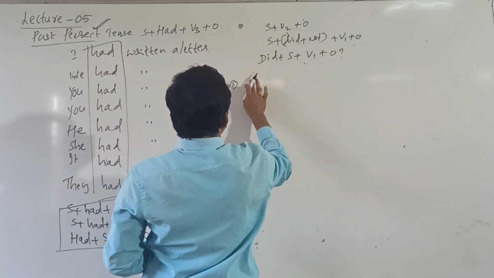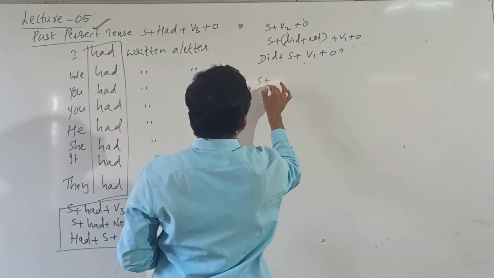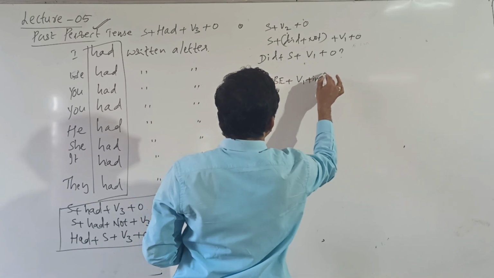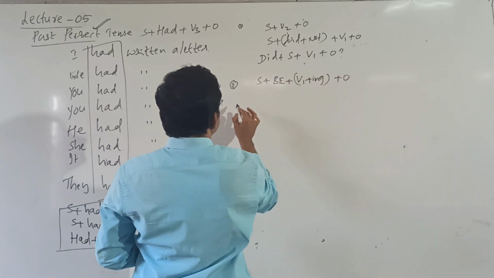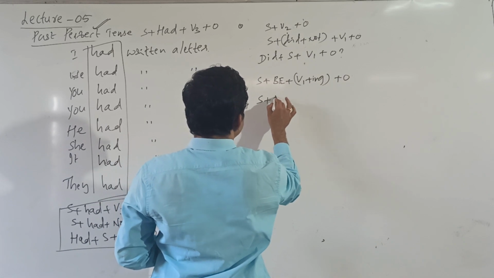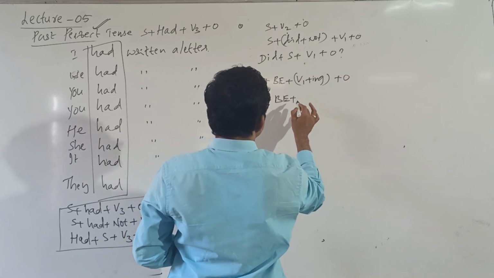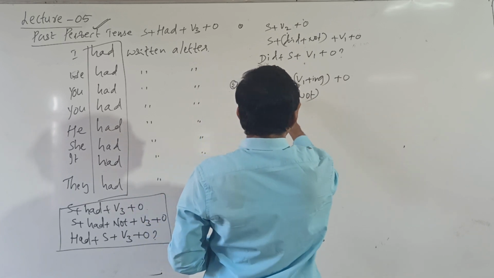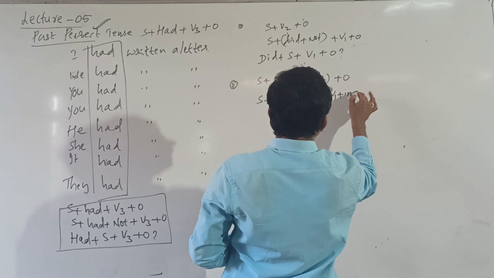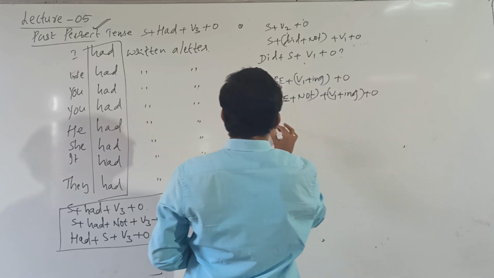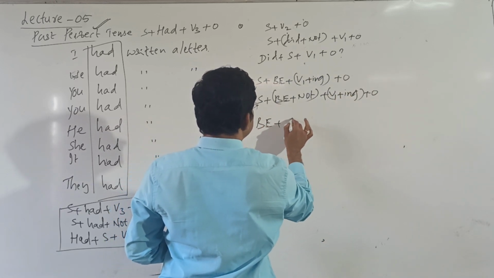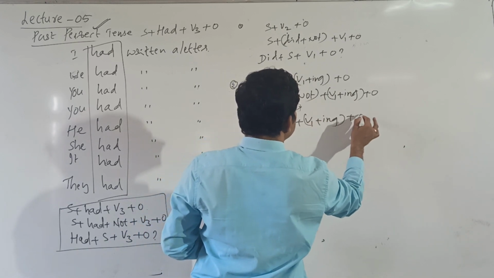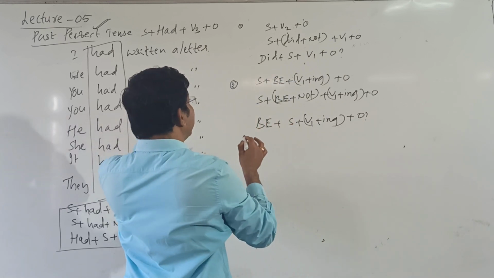Next, past continuous tense. Yes plus be form plus V1 plus ing plus object, and yes plus be plus not plus V1 plus ing plus object. Next, be plus yes plus V1 plus ing plus object. Interrogative.